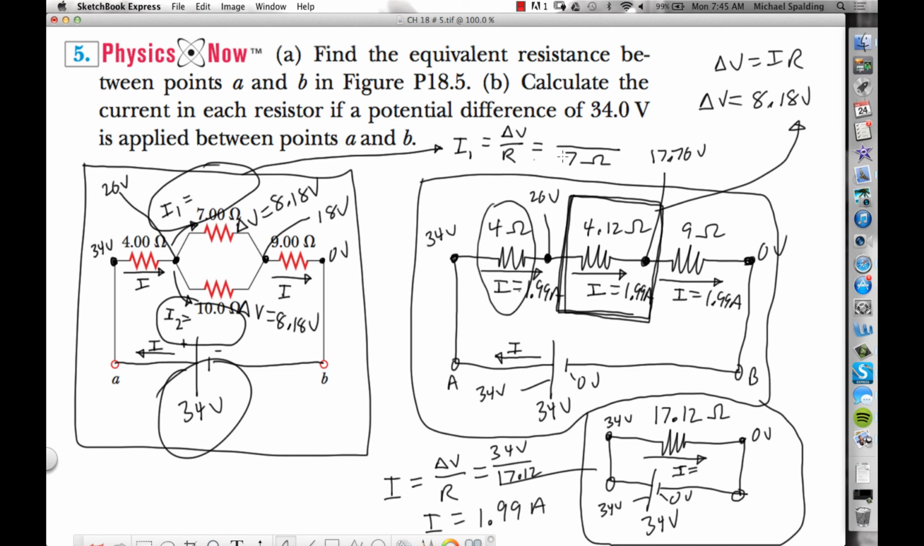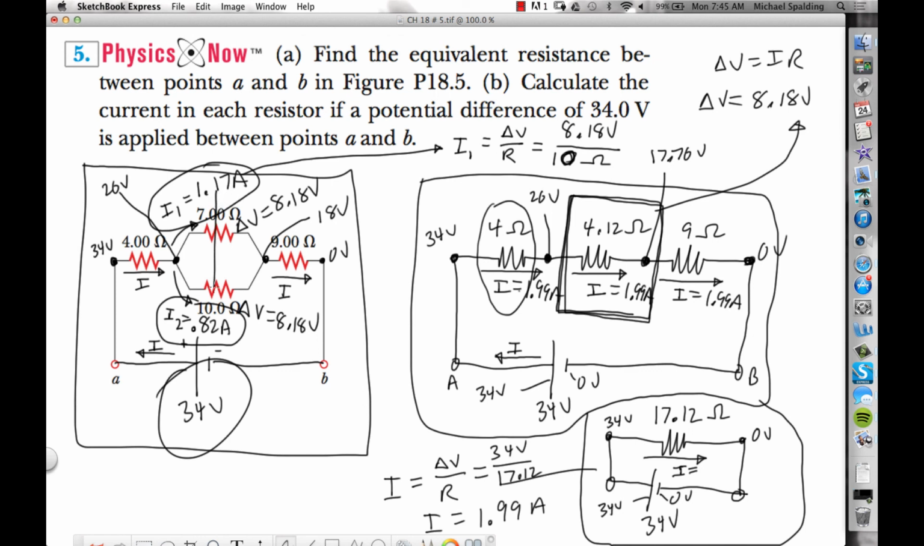Okay? All right, so back to my original calculation. Finding I1. The voltage across the 7 is 8.18 volts. So you divide that and you get 1.17 amps. That's the answer to I1. And then to find I2, you do the same thing, only change the 7 to 10. And you get 0.82.